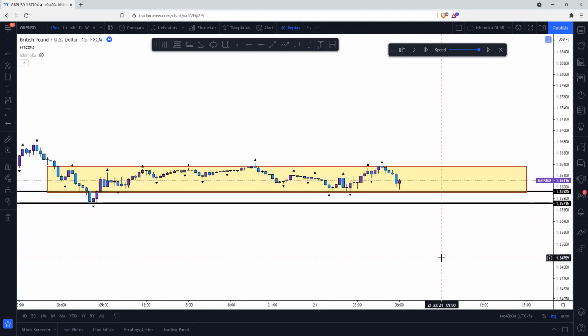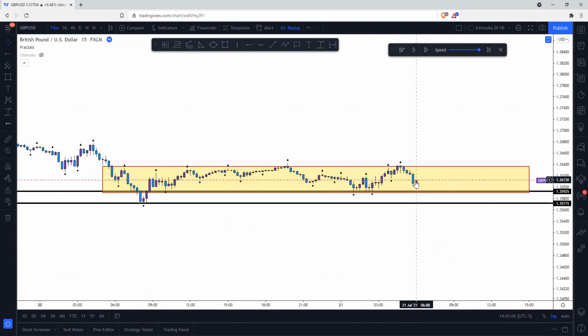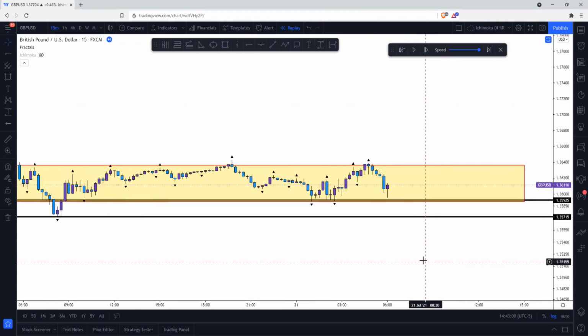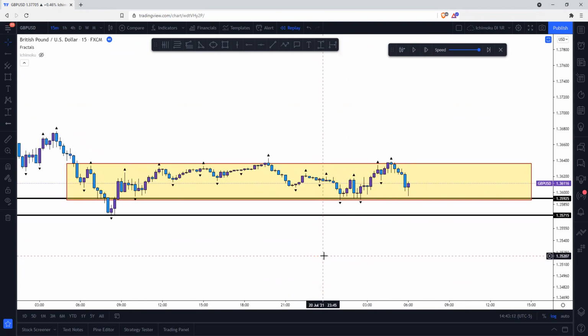All right, so would y'all take this trade right here? Yes, no? I'm not super confident in it. Okay, why not? We still haven't formed another fractal on the way down, for one. Okay. I think it needs to touch the bottom as well. For me, I think that's about it. Okay, I'll take that.